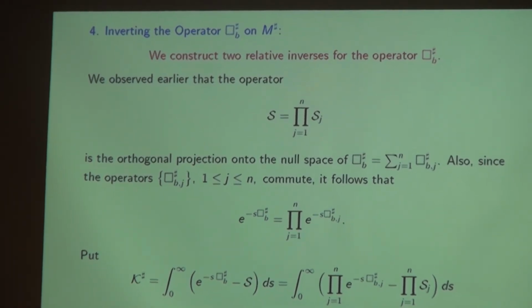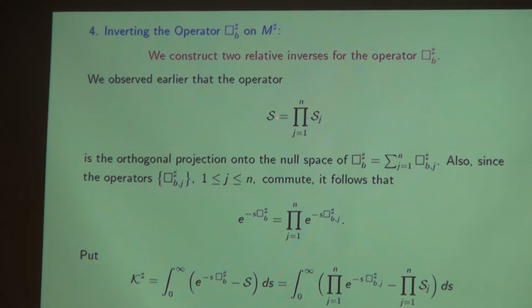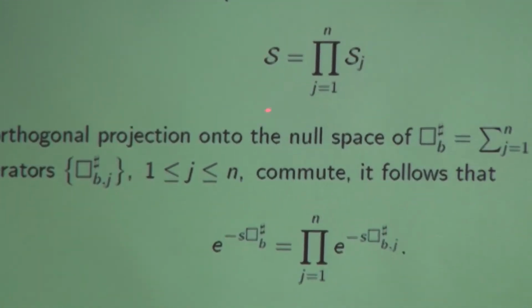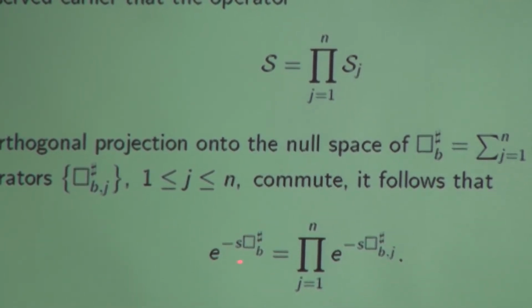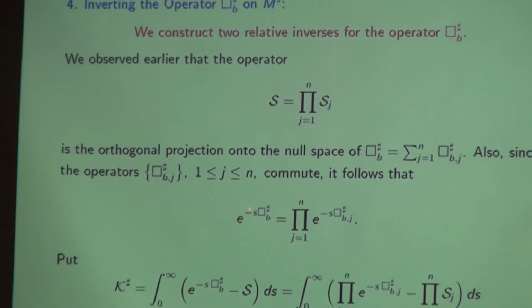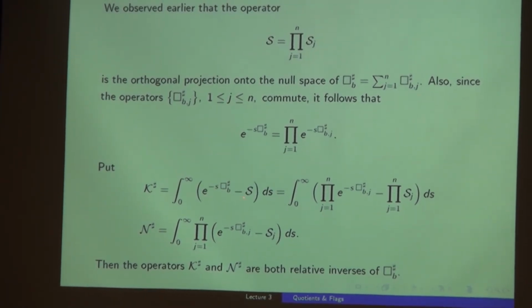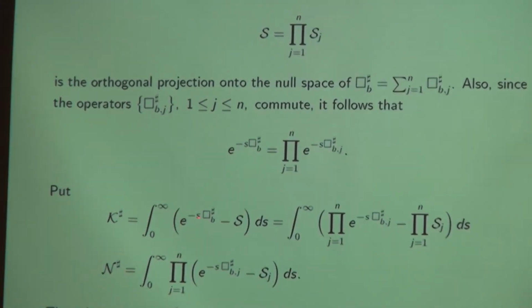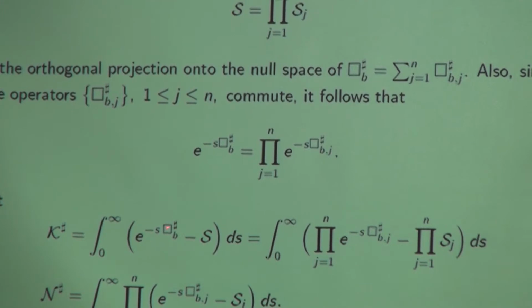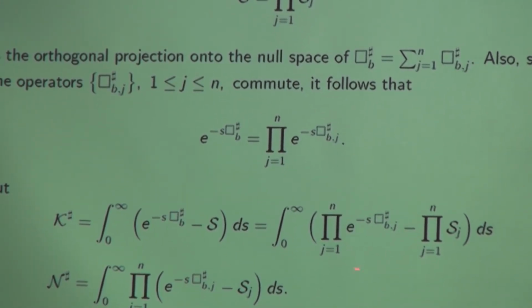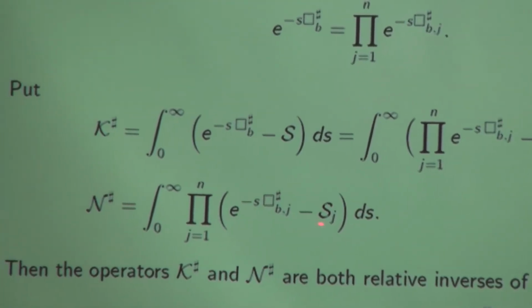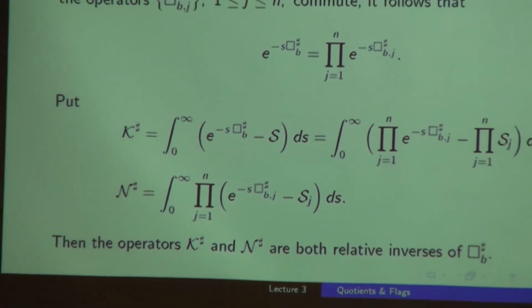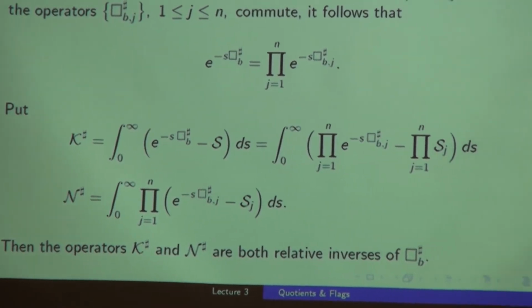And the idea is that we can actually construct 2 different relative inverses for box upstairs. If I look at the product of the projections onto all the null spaces, this is really the orthogonal projection onto the null space of the full operator. Because these operators commute with each other, the heat semigroup factors as a product of heat kernels. And I can do one of 2 things. I can look at the integral from 0 to infinity of this heat operator minus the full projection. This S is given by this product. So I'm looking at the integral of a product minus a product. Or I can take each Sj, subtract the corresponding projection, and take the product. And these are both, in a sense, relative inverses to the operator that I'm interested in.